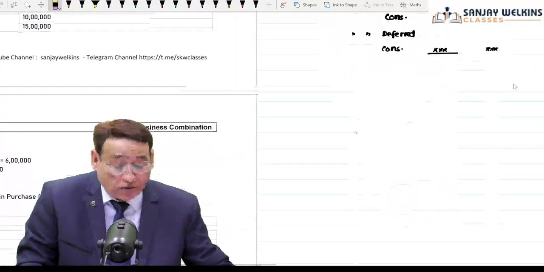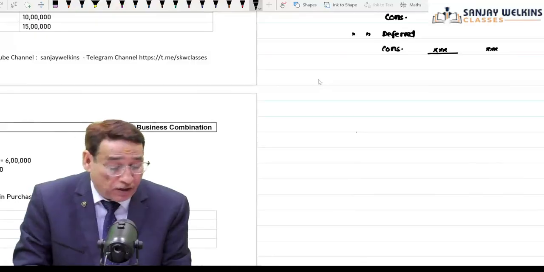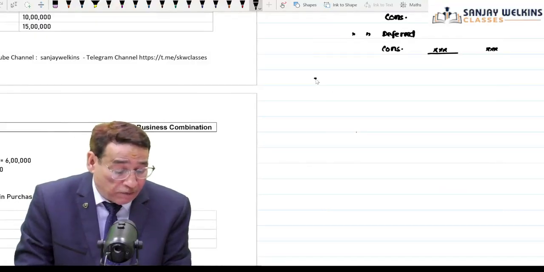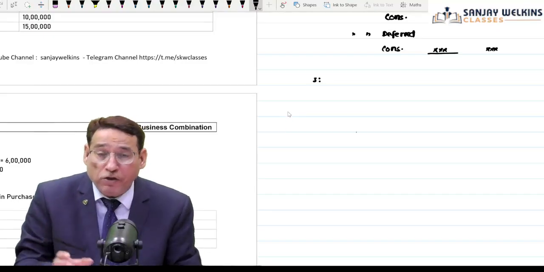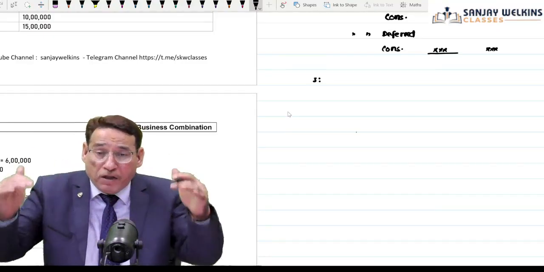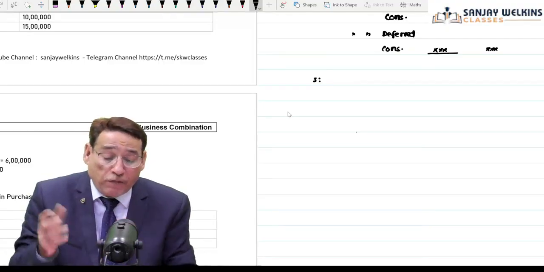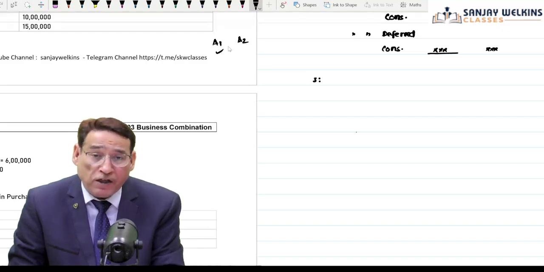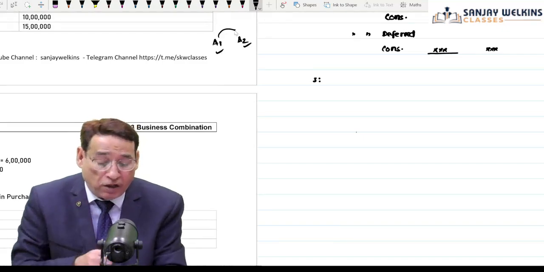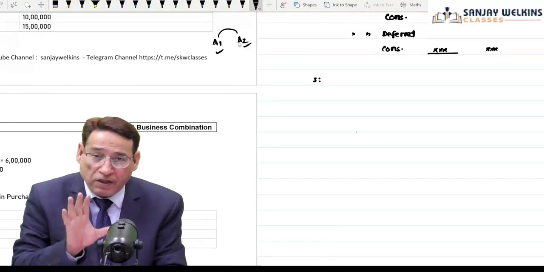Coming over to the next step, step number 3. Your ultimate target is that on the date of acquisition, you are supposed to prepare the consolidated balance sheet. What do we mean by consolidated balance sheet? I'm A1 Limited, you are A2 Limited. I am the acquirer entity, you are the acquiring entity. I'm taking control of your enterprise. Is it clear to you?